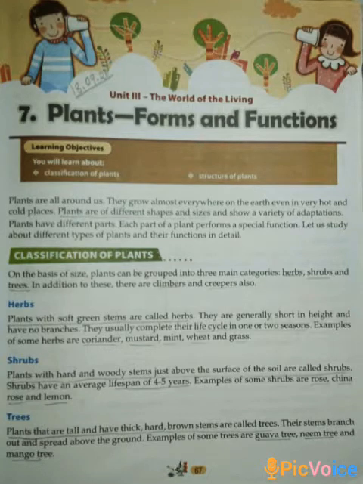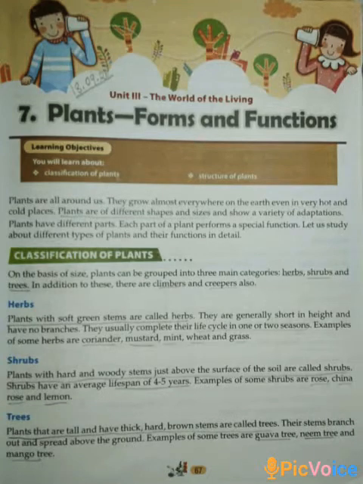Herbs. Plants with soft green stems are called herbs. They are generally short in height and have no branches. They usually complete their life cycle in 1 or 2 seasons. For example, coriander, mustard, mint, wheat and grass.